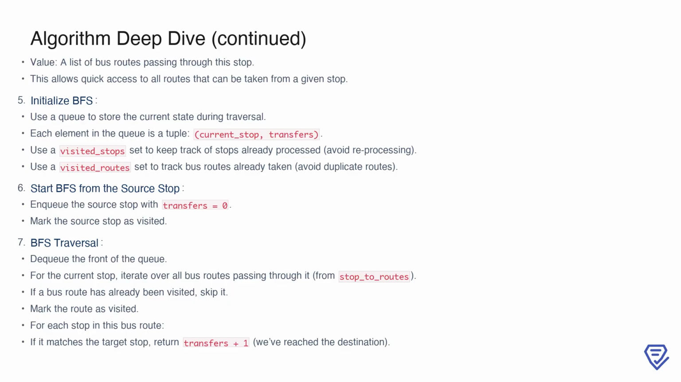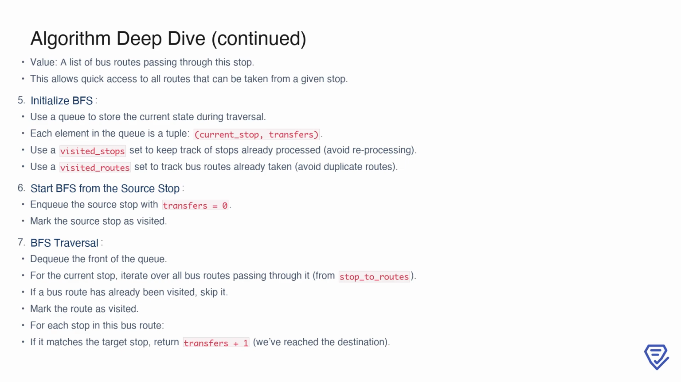During traversal, we dequeue the front element, representing the current stop and transfer count. For each bus route passing through the current stop, we check if the route has already been visited. If not, we mark the route as visited and proceed to examine all the stops on that route. If any stop matches the target, we return the transfer count + 1, as we've reached the destination.